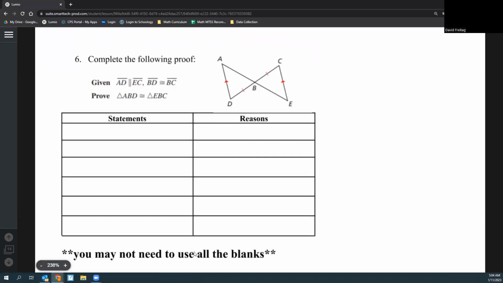Try number 6. AD is parallel to EC. BD is congruent to BC. That's given. So that's the very first thing I do. Okay. AD parallel to EC. It's given. BD is congruent to BC.